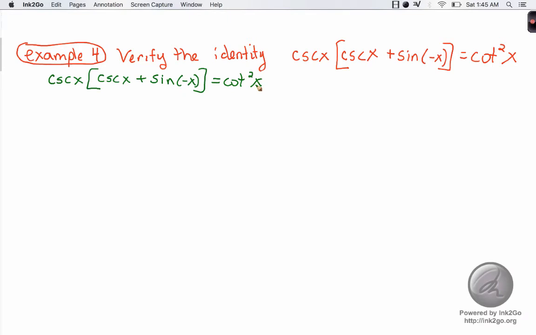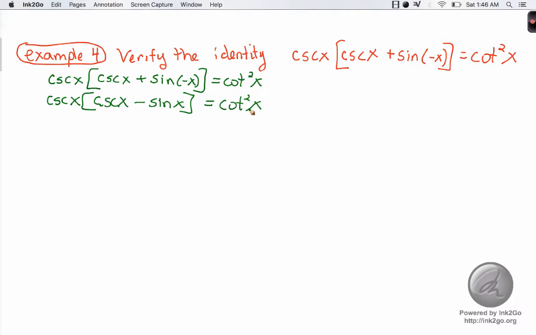Let's see how you did on this problem. Now this was pretty easy to see that the left-hand side was much more complex than right, so we're going to work with the left-hand side. The first thing that glares at me is I have a sine of negative x. So I'm going to use my odd identity and replace that with negative sine. Okay, I'm a little stuck here.